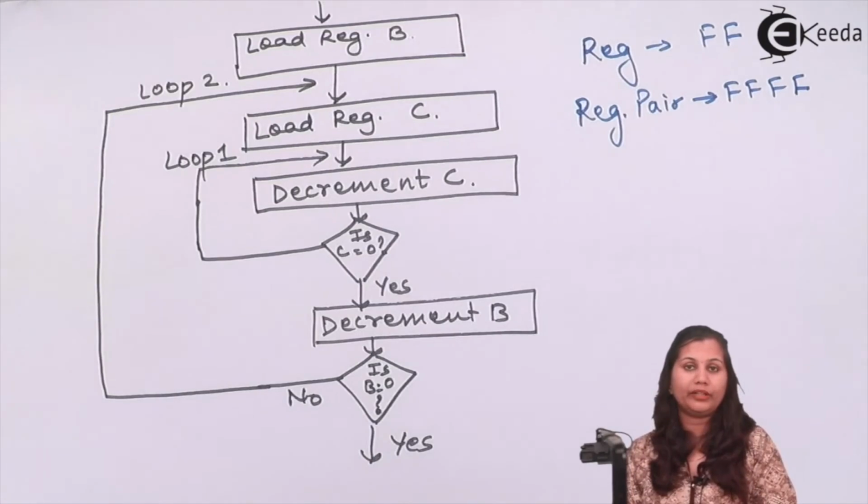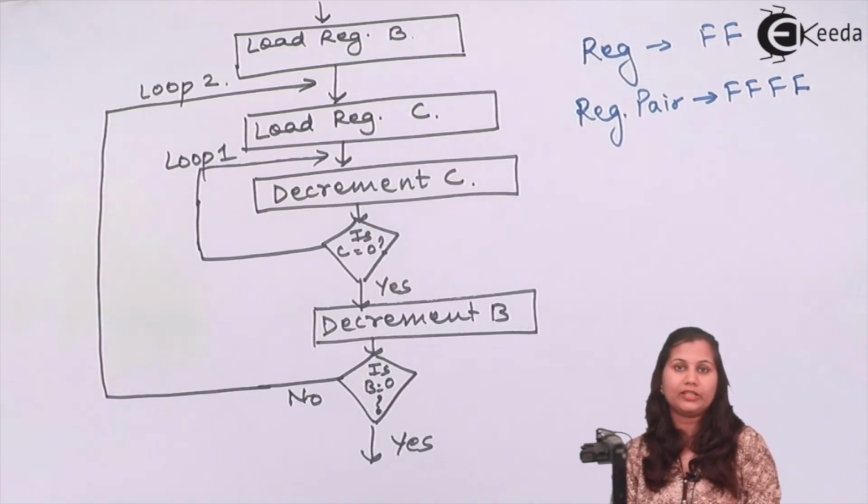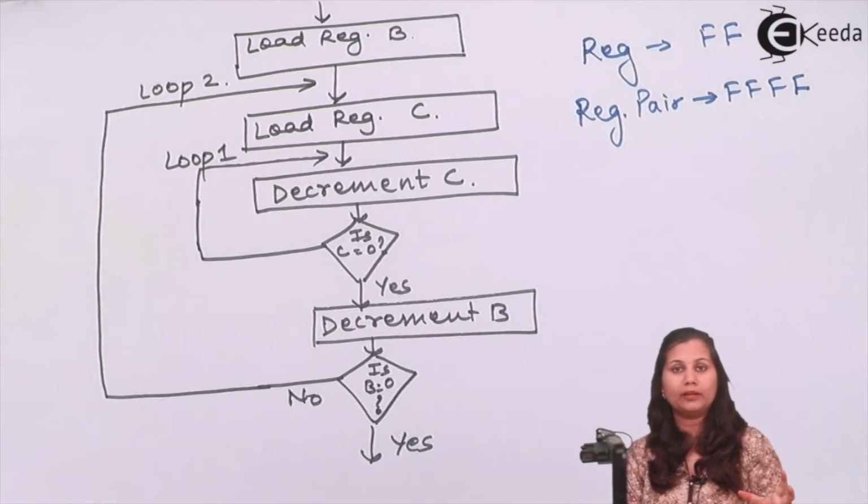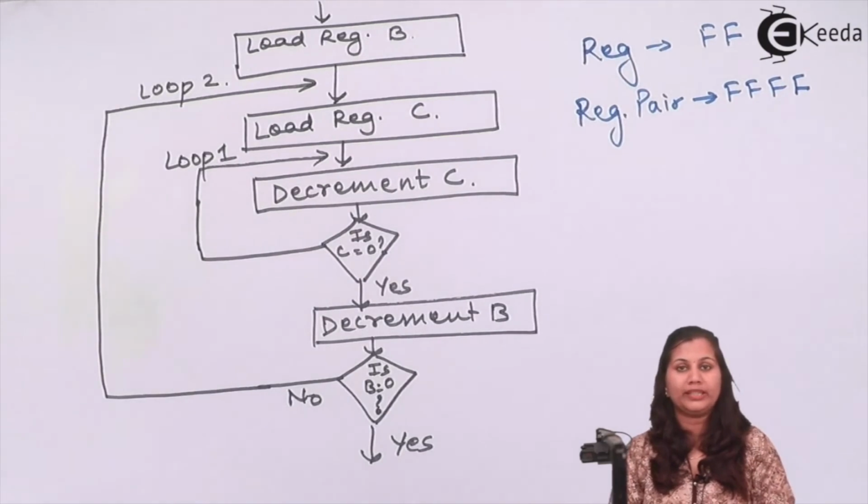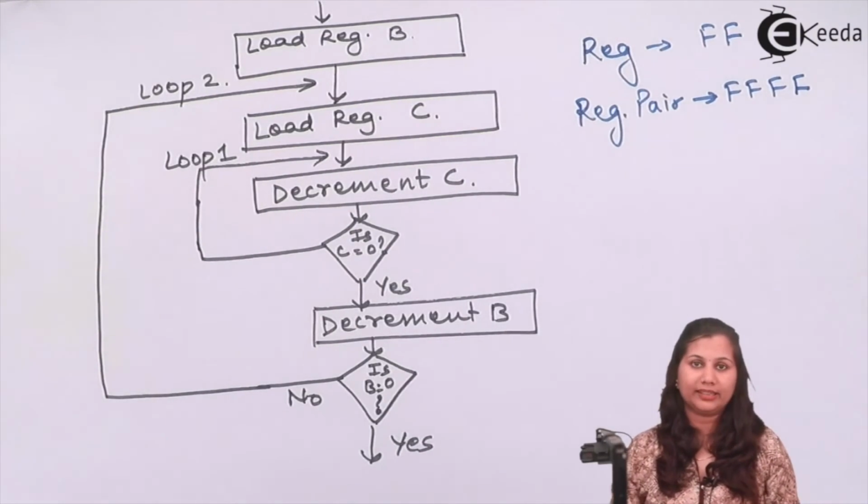In this whole video, we studied the programming techniques of 8085 which are frequently used. First was looping, then counters, then time delay. These three are interrelated with each other. We use a loop with a counter, and in a counter we can introduce the time delay also. So these three are interrelated with each other.